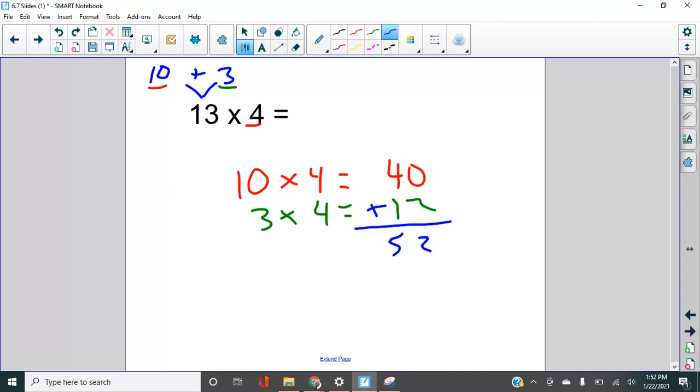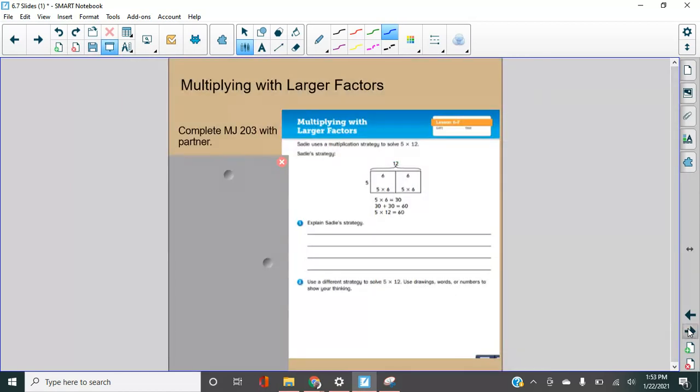Now, could I have broken up the 13 into different ways? Yes, I could, but I really like using the 10. Maybe you could have done 11 and 2 or 5 and 8, but honestly, I don't think those are as friendly. It's up to you, though, when you break apart one of the factors. You're going to break apart the big one.